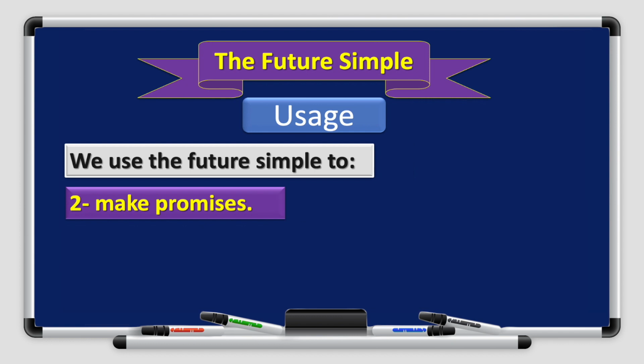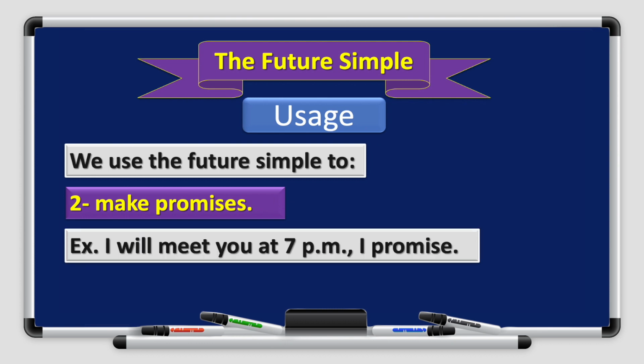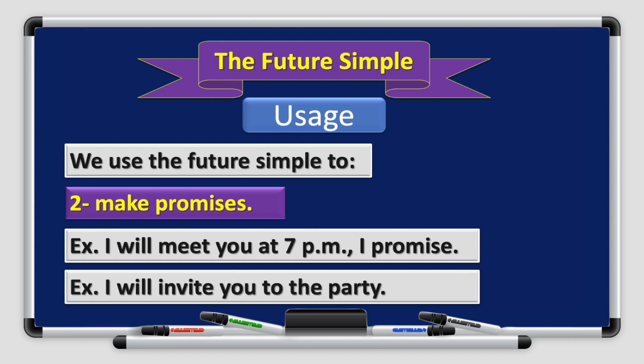We also use the future simple to make promises if we want to promise someone. For example, I will meet you at 7 p.m. I promise. And I will invite you to the party. Again, you made a promise here.